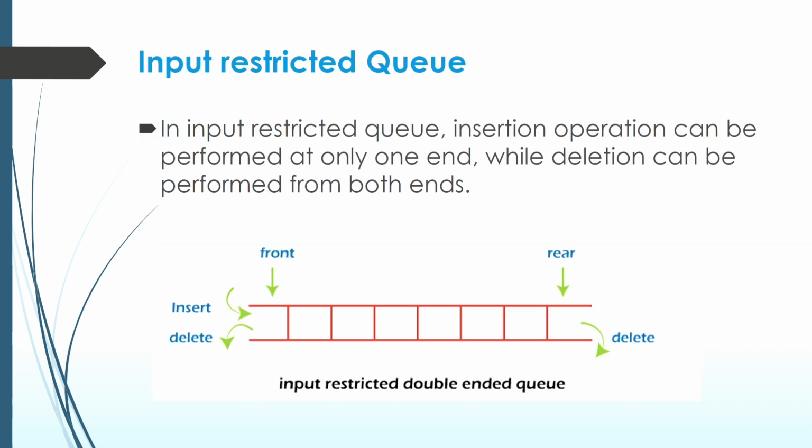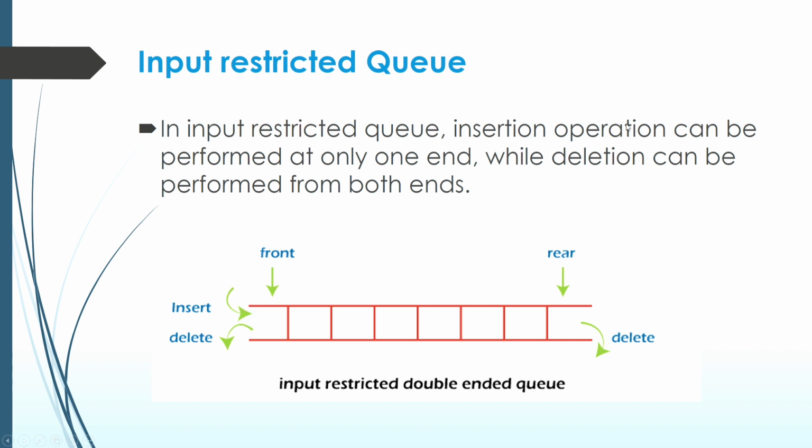In the previous video I have explained these two, so let me explain again so that you can understand. It is not so complicated. So what is the input restricted queue? Here we can see that insertion will occur only at the front end and deletion will occur at both the front and rear end. That is why it is called the input restricted queue, because input occurs only at the front part.